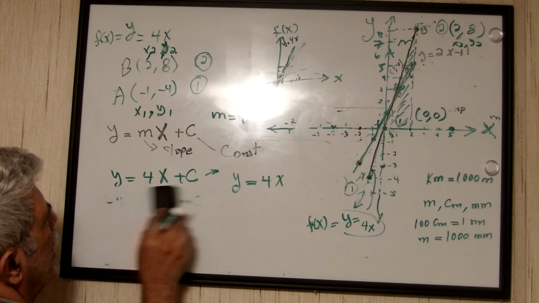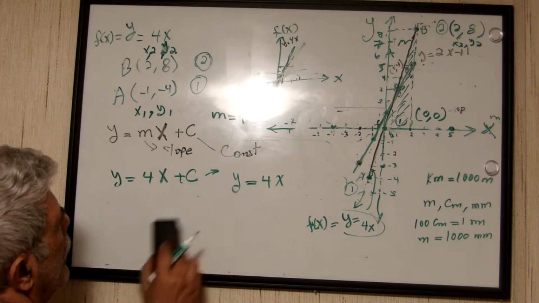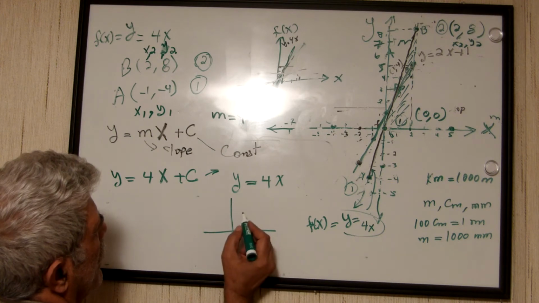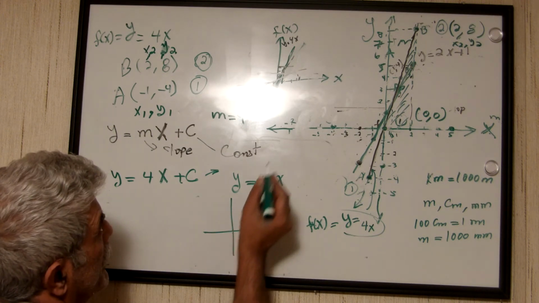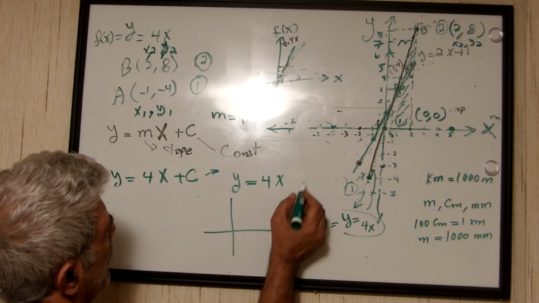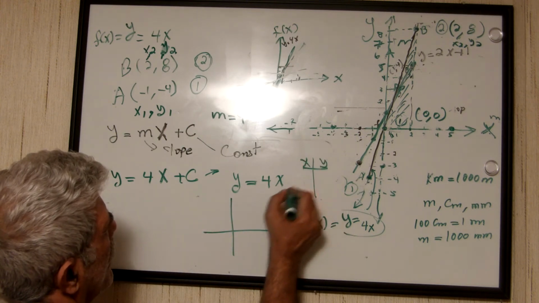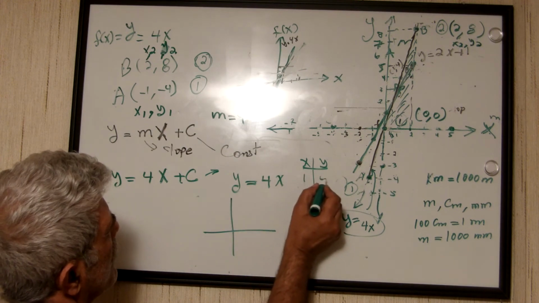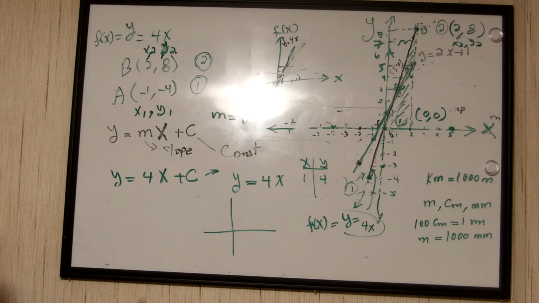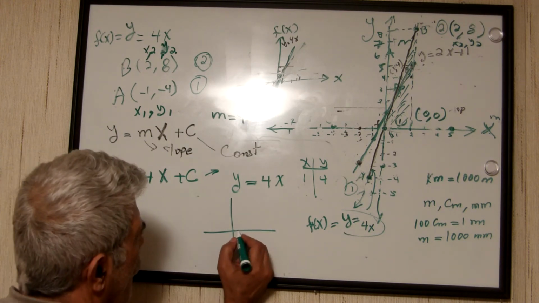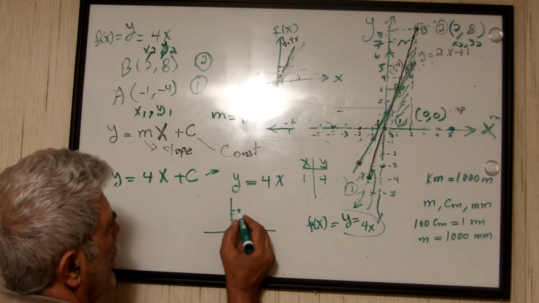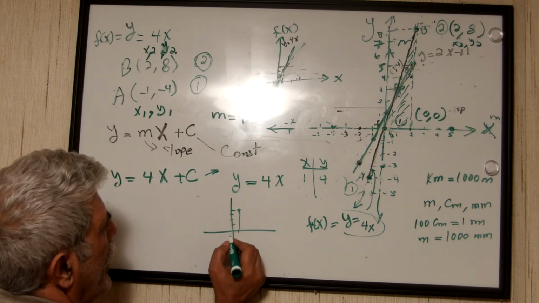Now when you have the equation, you want to graph this function. You say 4x. We did it earlier. We give the value for x and y. If x is 1, y is going to be 4. For 1x, we are going to have 4y. 1x, 1, 2, 3, 4.